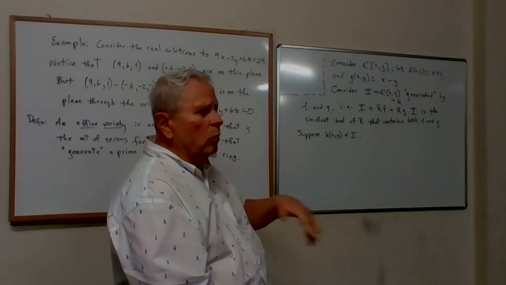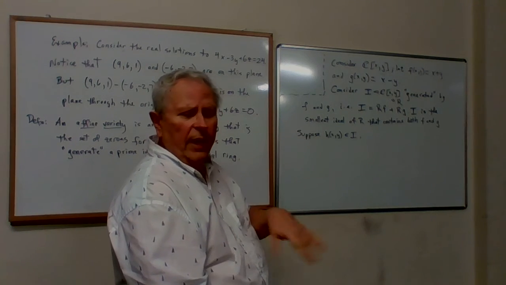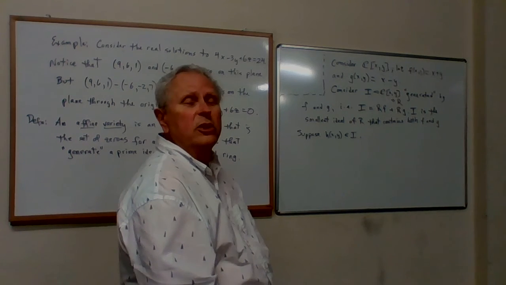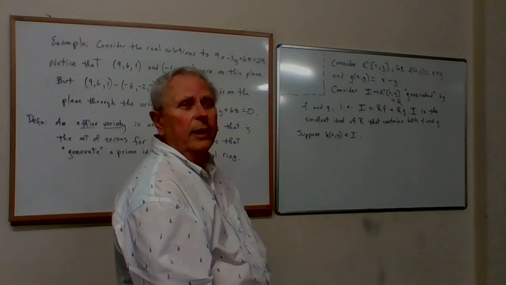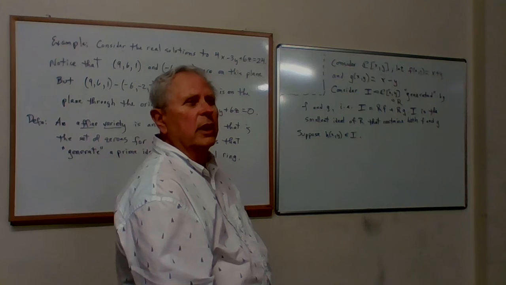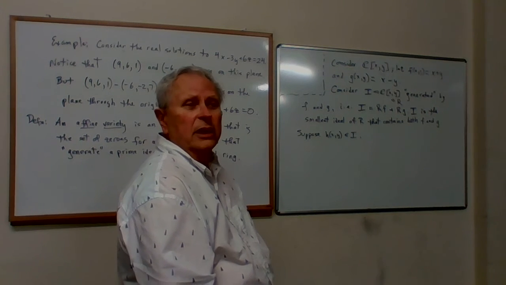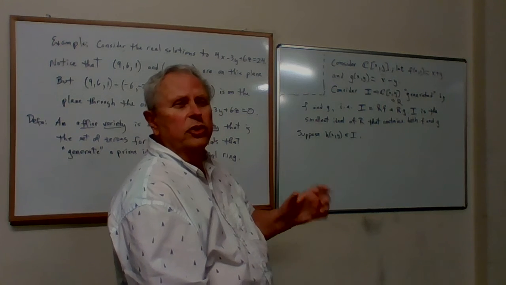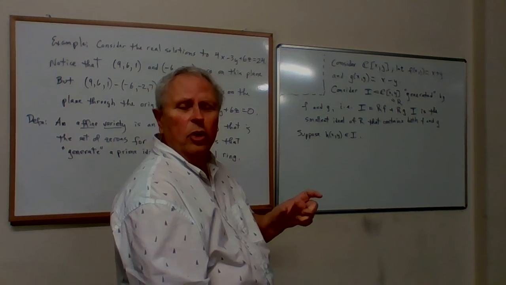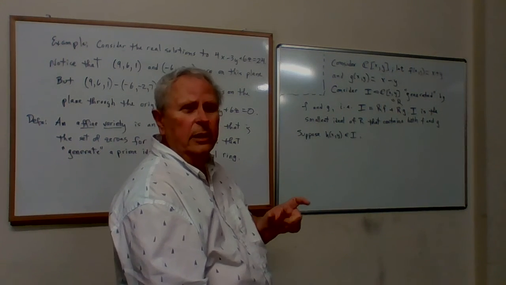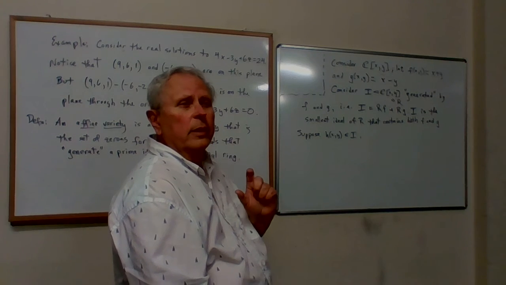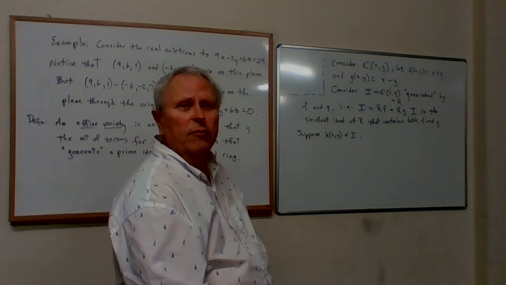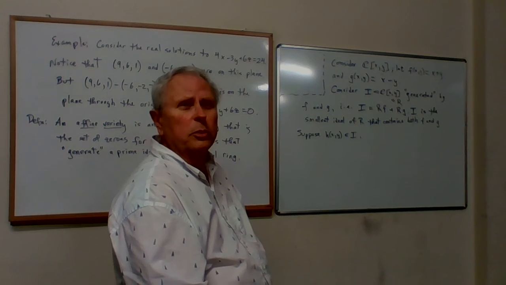So this whole issue of affine varieties is going to have to do with irreducible polynomials. And an irreducible polynomial is a polynomial that cannot be factored into the product of two polynomials of lesser degree. You can't factor it into a product of two polynomials of lesser degree.